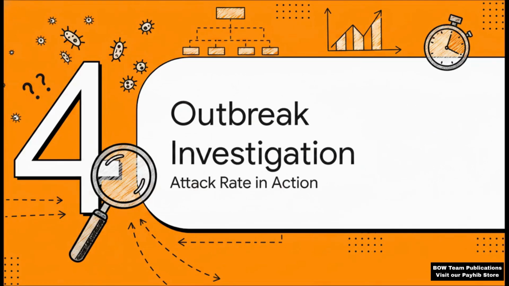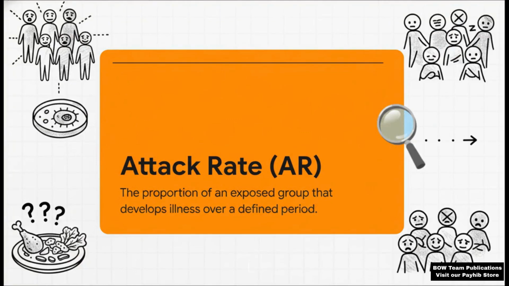Okay, let's switch gears. We're going to move from the slow burn of chronic diseases to the really fast-paced world of an outbreak investigation, where we use a very special type of incidence measure. Meet the attack rate. It's basically just a type of incidence that we use for a very specific, well-defined group over a short time. This is the go-to metric when you need to figure out how many people who were exposed to something, like, say, some sketchy food, actually ended up getting sick.